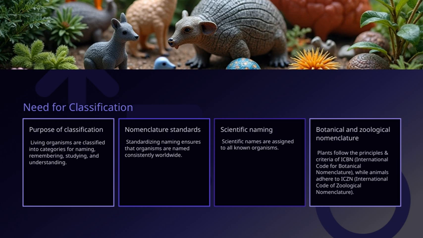Living organisms are classified into categories, like genus and species, to help us organize and understand the diversity of life. This classification system makes it easier to remember, study, and analyze different organisms. Ultimately, the purpose of classification and nomenclature is to provide a clear, consistent framework for naming and understanding the incredible variety of life on Earth.